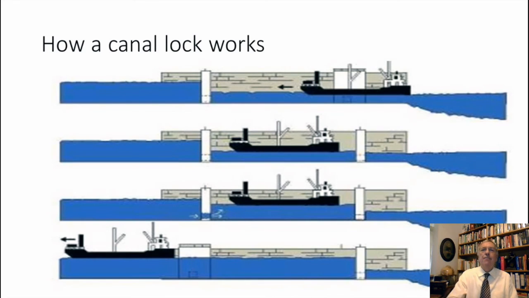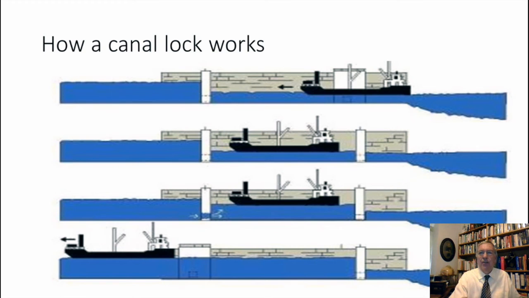This is the diagram of how a canal lock works. And as I say, you can go to the web and look for an animation if you want to see something better. But basically, the ship has to go uphill because obviously a river flows downhill. A lot of times it's got to get around falls and rapids.